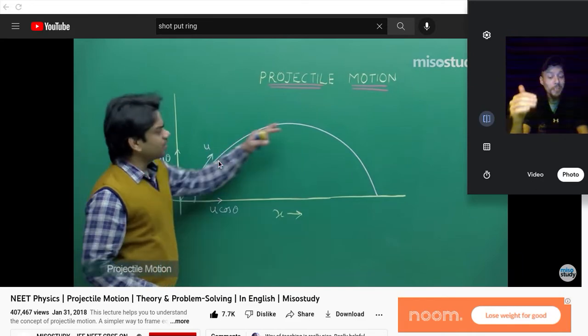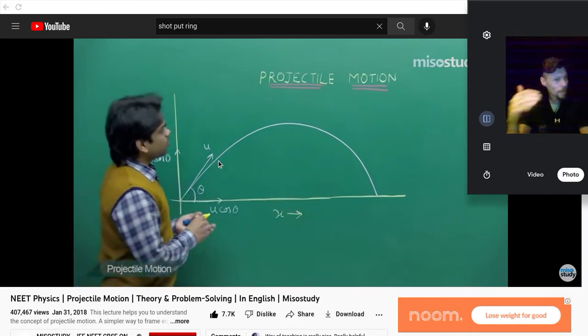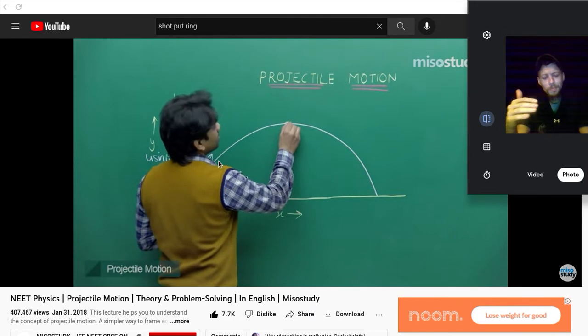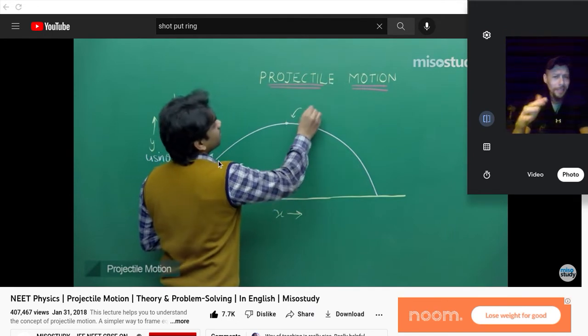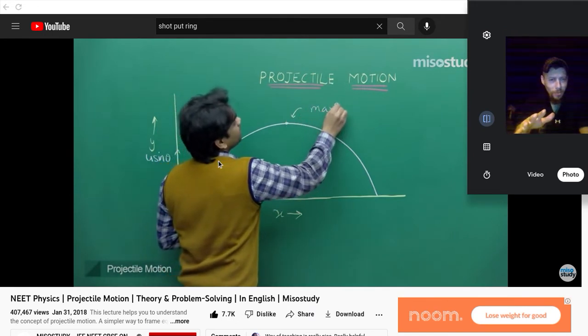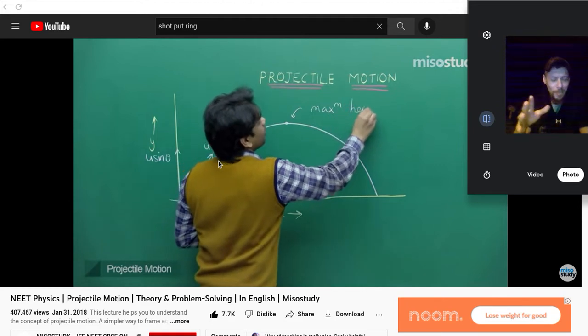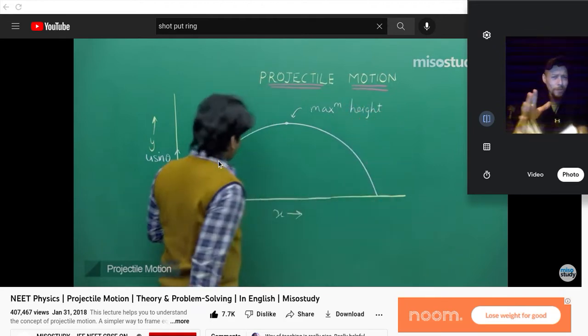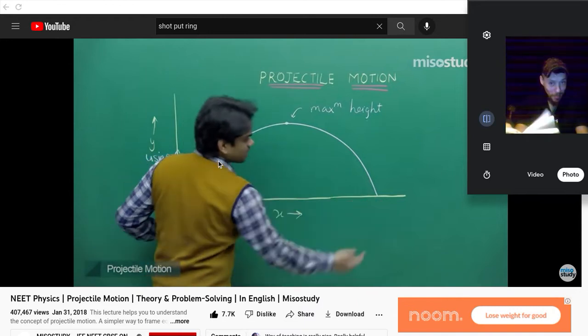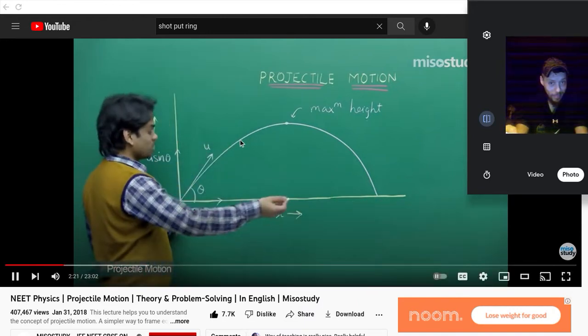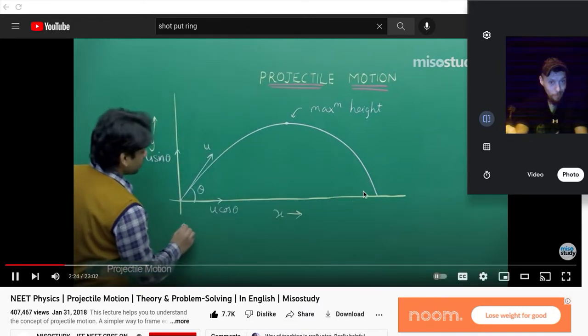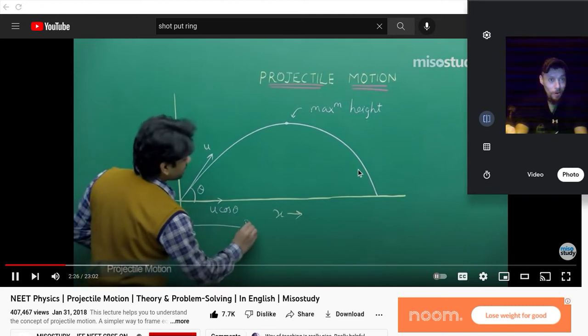Now the particle is moving along this path. This is the point of maximum height. When it reaches the ground once again, this will be the maximum horizontal displacement, or we can say this side is the range.